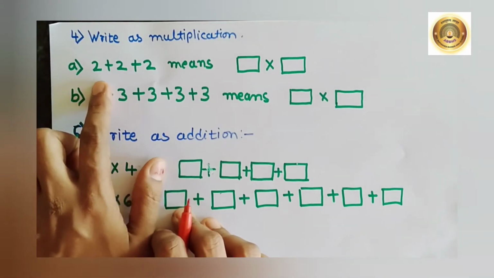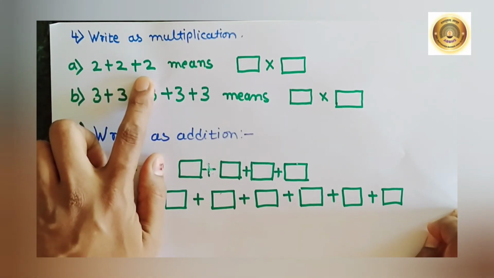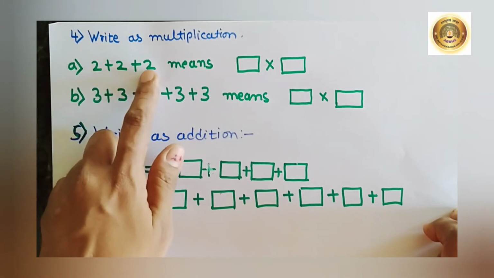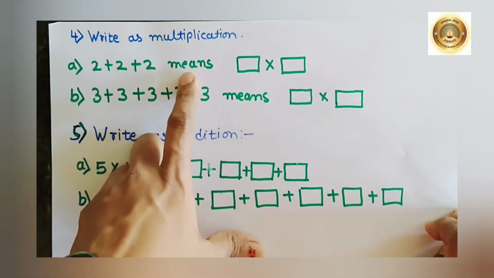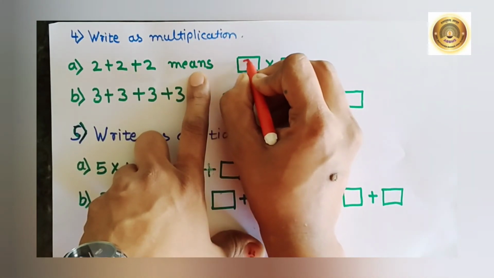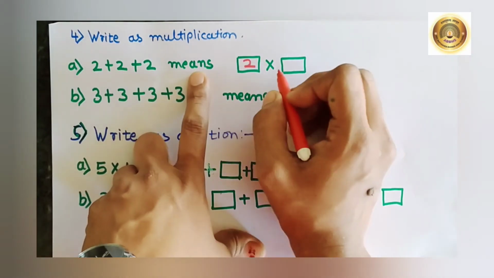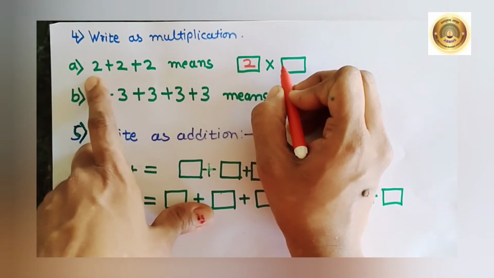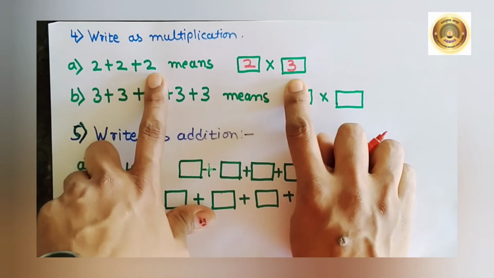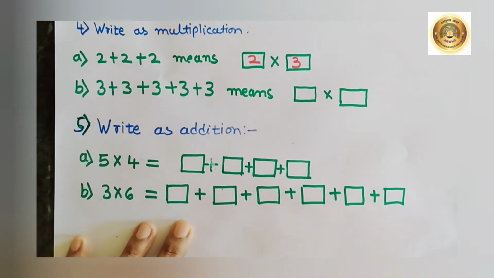The first question is: 2 is added how many times, children? Yes, 1, 2, 3 times. 2 is added 3 times. So what do you mean by that? 2 3 times. So how to write that? The number which is repeated you have to write first, and how many times it repeated? 1, 2, 3 times. So in the second box we have to write the number repeated how many times.